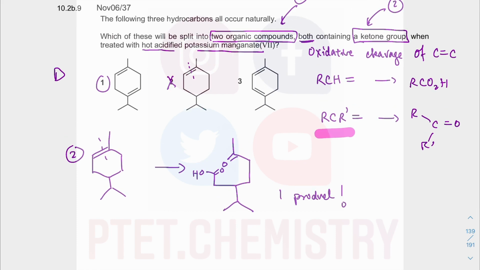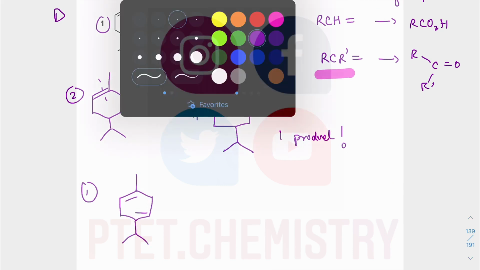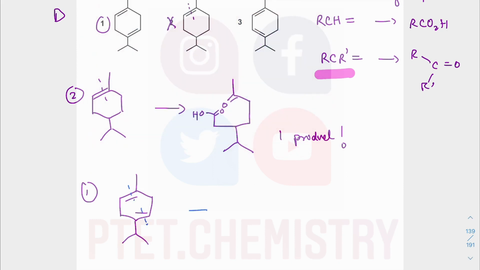Alright, how about if I draw number 1? If I draw number 1, I get that, and that, and that. I use a different color. I break that, and follow that. And then this is an RCH, this is also an RCH, but this is a carbon bonded to 2 other carbon, okay? So there's carboxylic acid, but there's my ketone, and that is my carboxylic acid, okay?